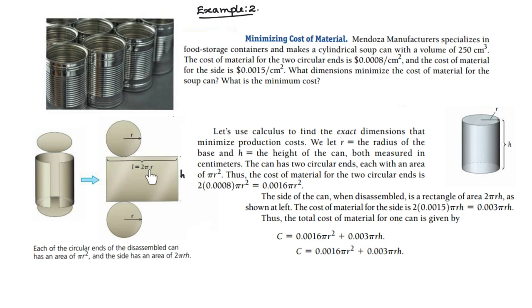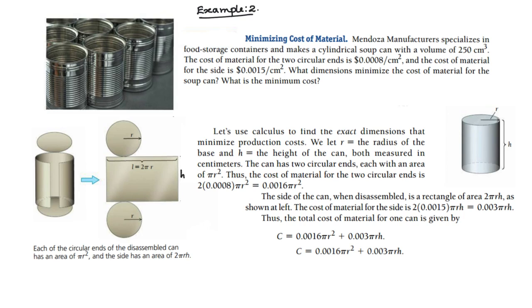The side area is 2 pi r h. Multiply that by the cost of the material for the side. If you multiply that, you will get 0.003 pi r h. So this is the total cost for the cylinder in function form.